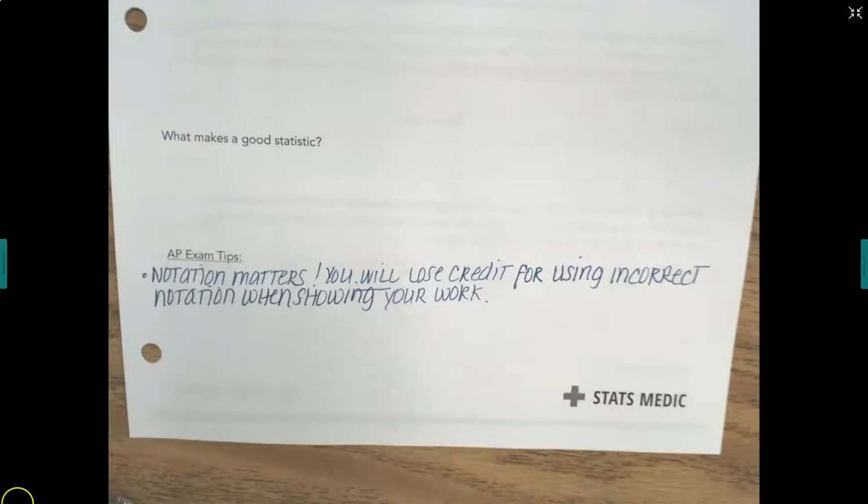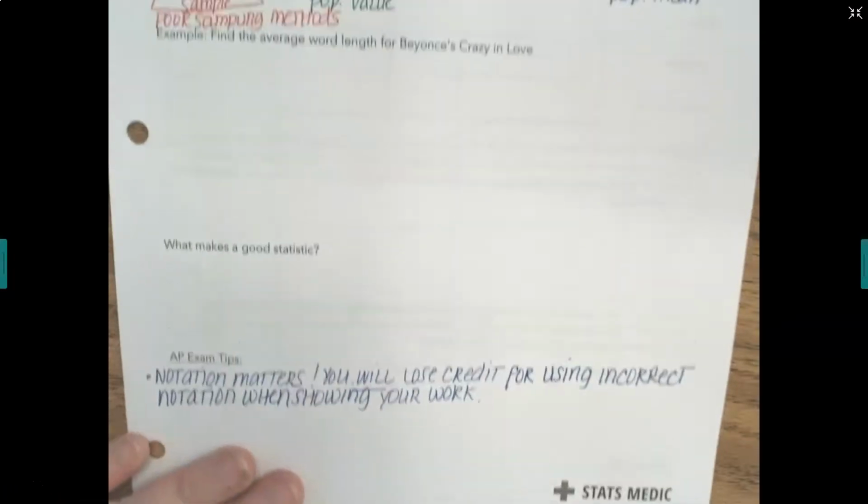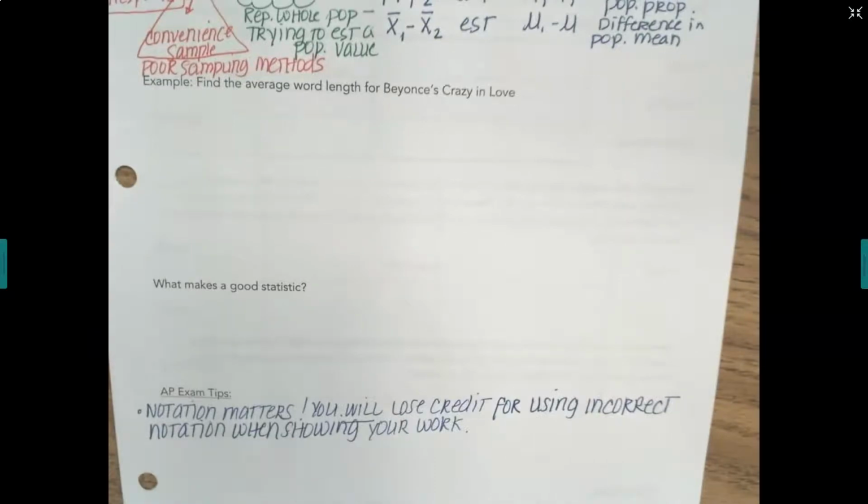All right, so let's refer back to where we did a sampling with Beyonce's Crazy in Love. Initially, I had you choose just by sight 5 words, and we found the average word length. Then we did an SRS where all the words were numbered, and you used your random number generator to generate a sample of 5. Then you found the average word length and posted it on our class dot plot.